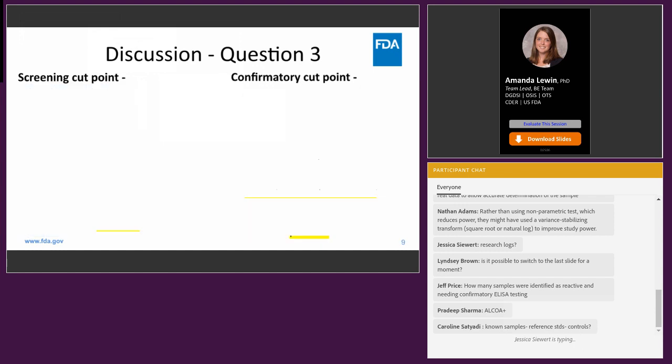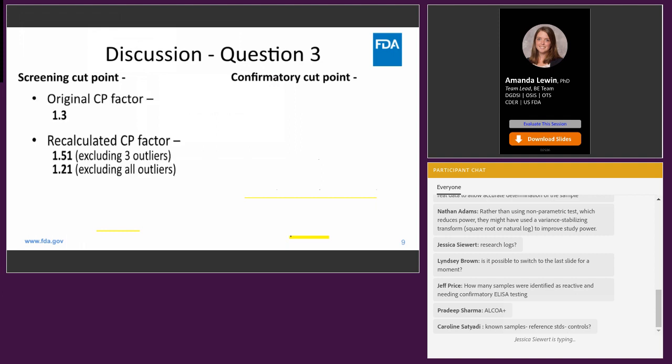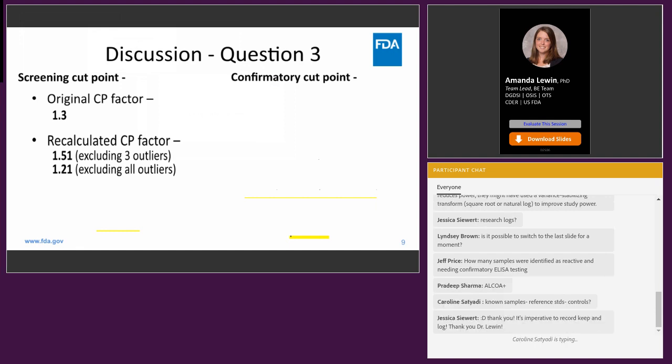So you can recalculate the cut point, right? The original screening cut point factor was 1.3. If you recalculate the cut point utilizing all 150 data points, but only excluding 3 outliers, it results in a cut point factor of 1.5. If you do exclude all of the outliers, the screening cut point factor would be 1.21.